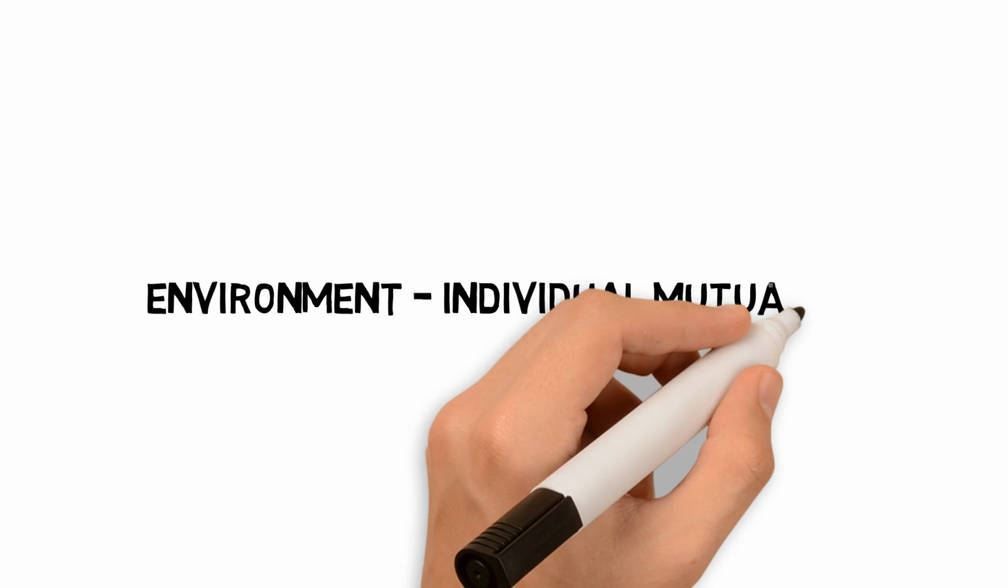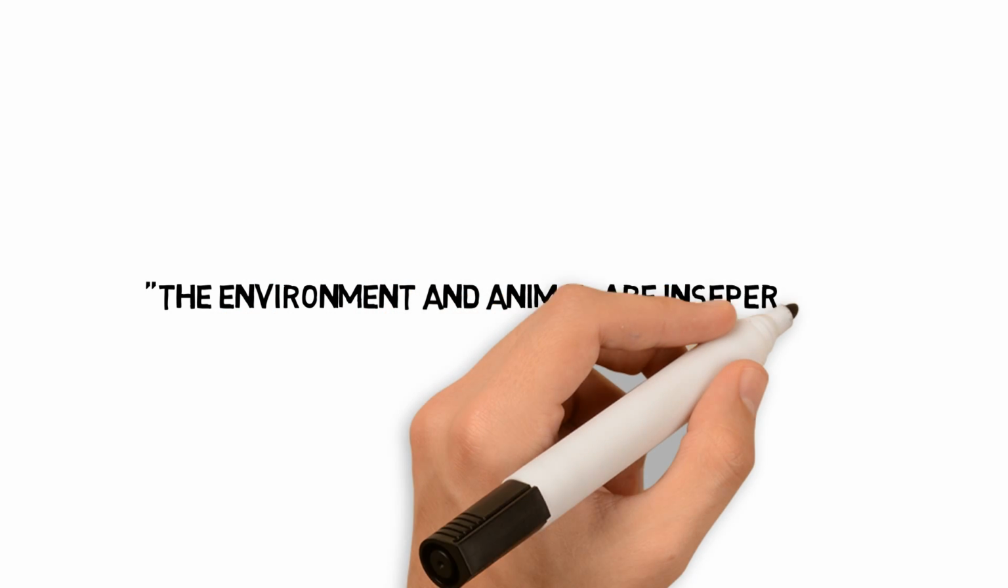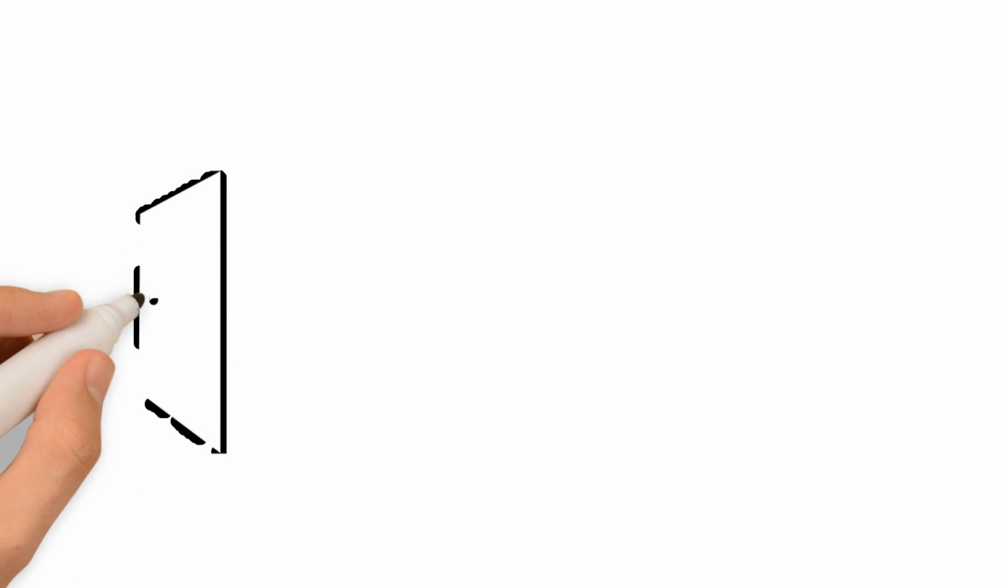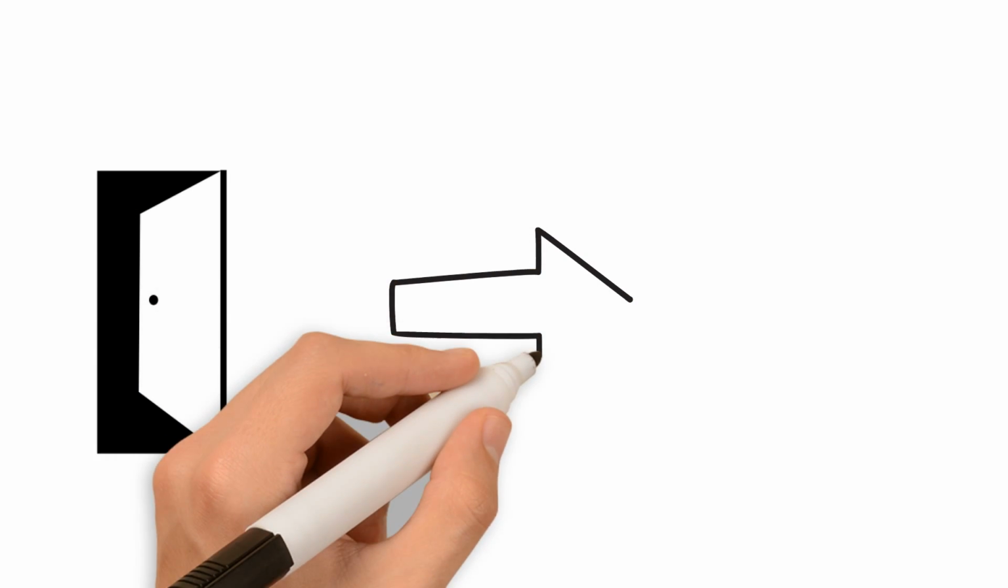Or that there is a mutuality between the individual and the environment. Udo Jahns, in 1997, said, "The environment and the animal are inseparable." For this to make sense, though, Gibson had to come up with a term that describes what we perceive. He used the term affordances. Affordances are opportunities for action within the environment.